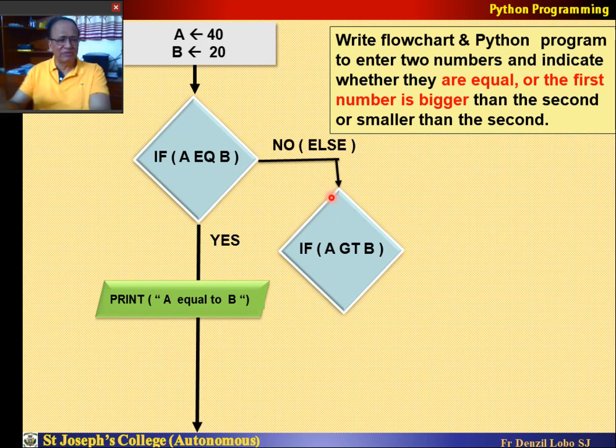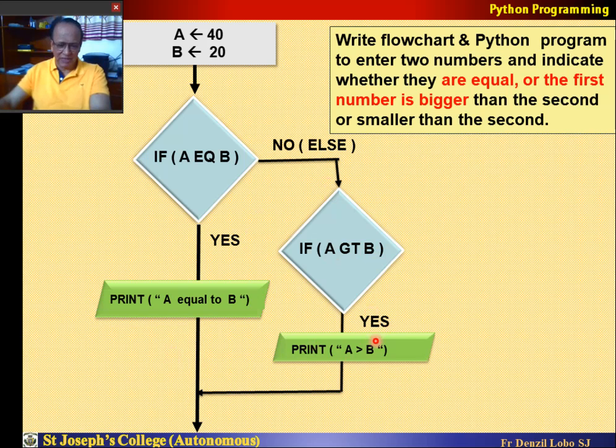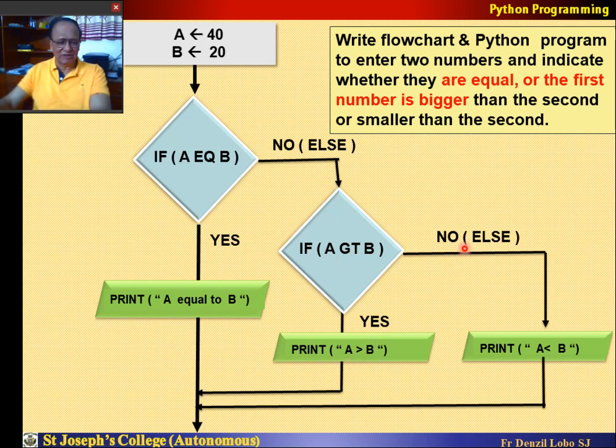Otherwise, now one of them may be larger. So you ask this question: if A is greater than B, then you say yes. Therefore, you print saying that A is greater than B. Otherwise, that is no. That means A is less than B, or B is greater than A. So this is the flowchart to find out whether these two numbers are equal, or to display the largest number. Now let us convert this into the Python program.